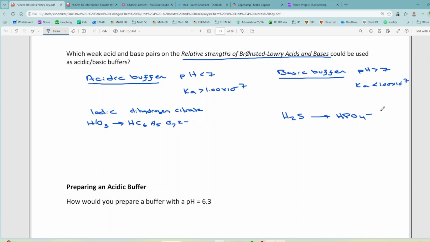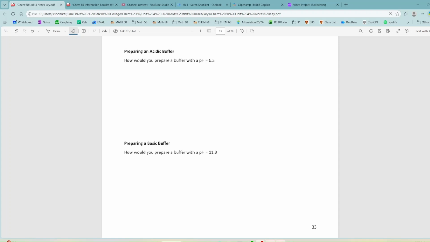All right, now the questions that you're actually going to be asked on this is not which ones could be acidic and which ones are going to be basic, but actually how to prepare an acidic buffer and how to prepare a basic buffer. So for an acidic buffer, we're going to prepare a buffer with a pH of 6.3. So to figure out which acidic buffer we're going to use, you're going to say that if the pH is 6.3, then the pKa is also 6.3.